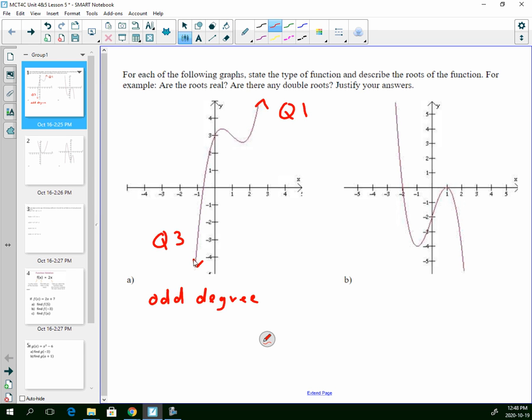Okay, what else do I know about this graph? Well, I know it's going uphill, right? It's an increasing function. It's going from the bottom to the top, so I know that means that it has a positive leading coefficient.